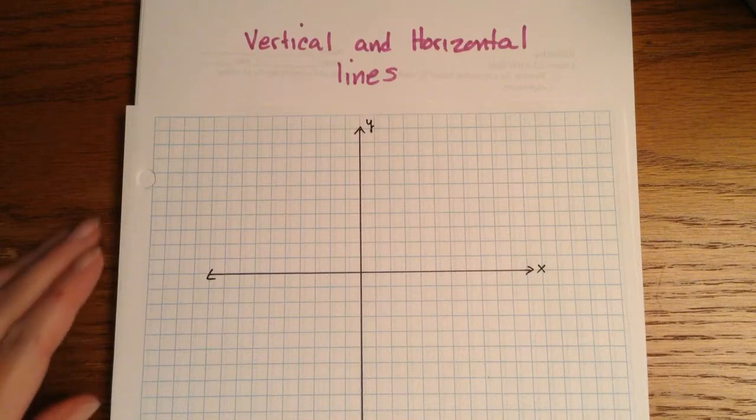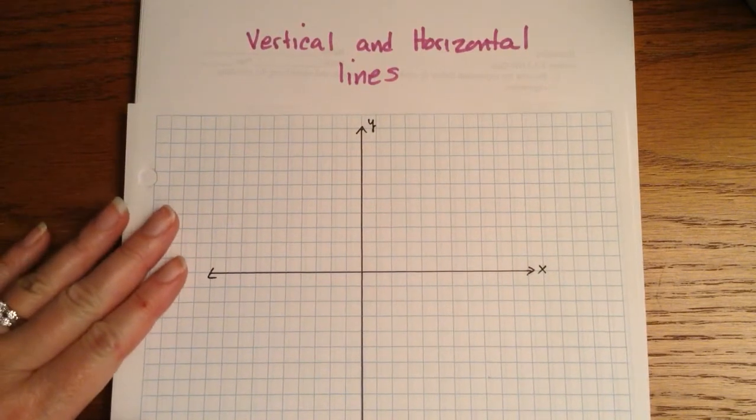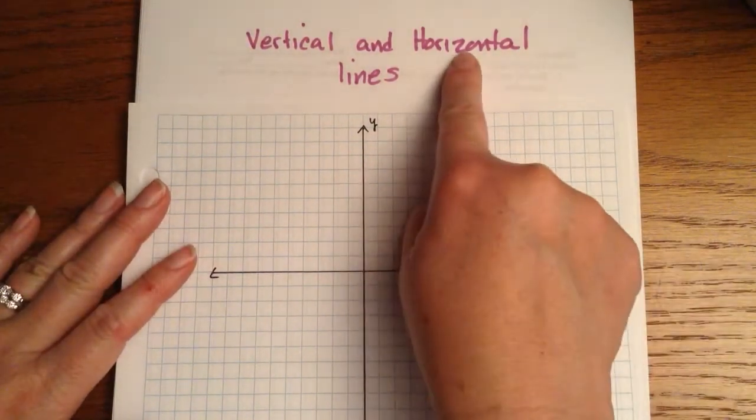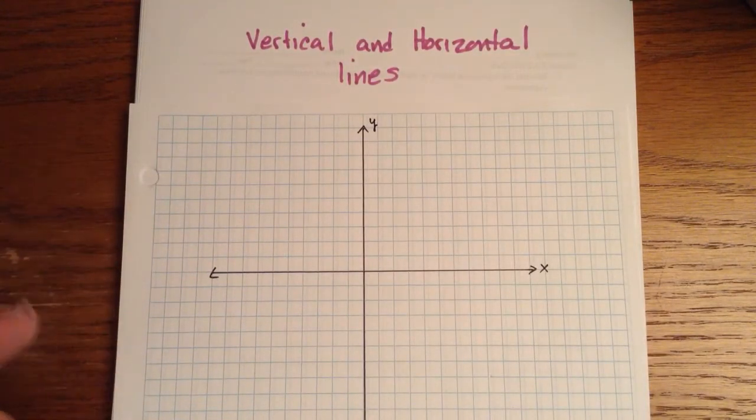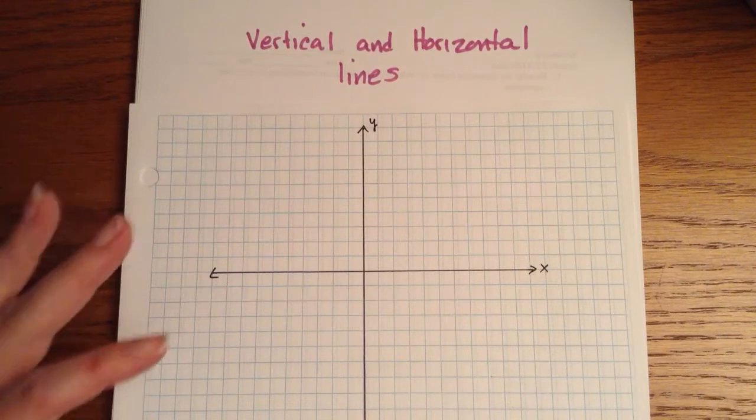Okay, I'm actually going to start with the horizontal lines. Now, how do you remember which one's which? How do you remember which one's vertical and which one's horizontal?